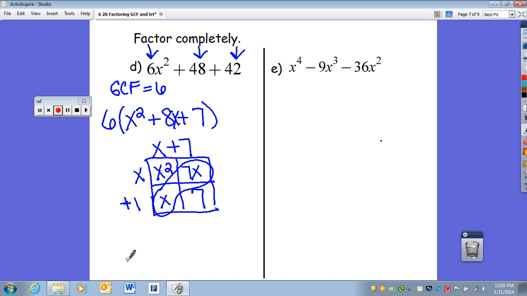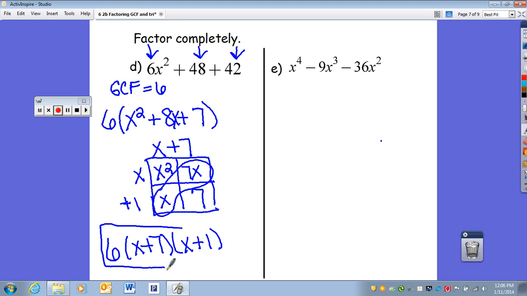So our final answer is first our greatest common factor, and then our two binomials, x plus 7 and x plus 1. And again, it doesn't matter the order. We could have written x plus 1 first, and then x plus 7.